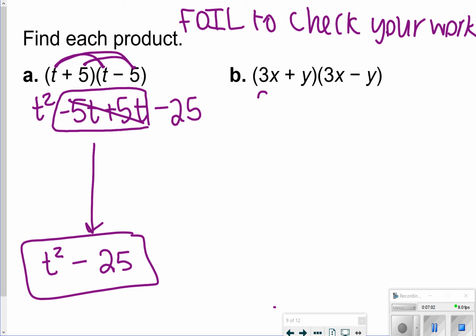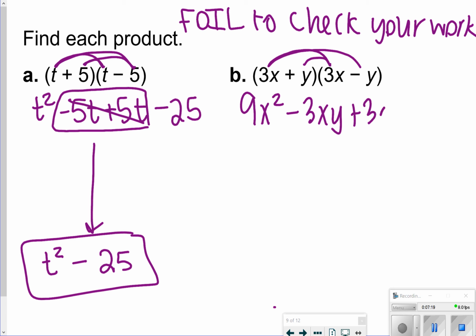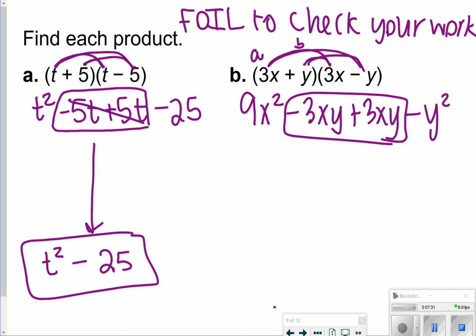I'm going to show you the FOIL method one more time, but then you're going to try to use the sum and difference pattern. 3x times 3x is 9x squared. 3x times negative y is negative 3xy. y times positive 3x is a positive 3xy. And y times negative y is negative y squared. Again, note that the 3x was the a and the y was the b. Again, these 3xy's will cancel out in the middle, so we're left with 9x squared minus y squared.